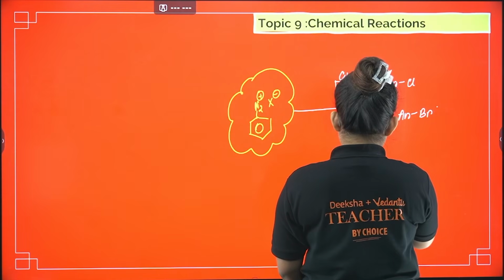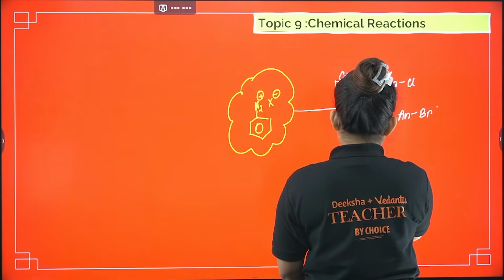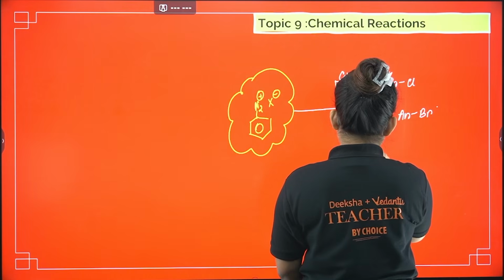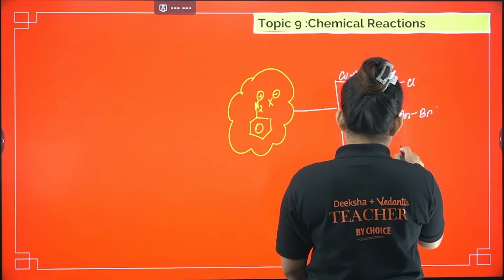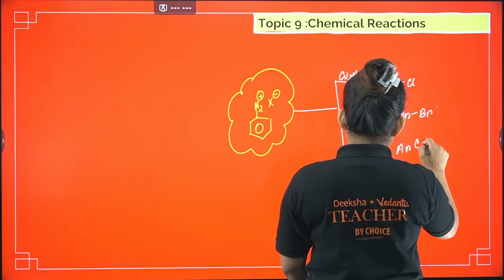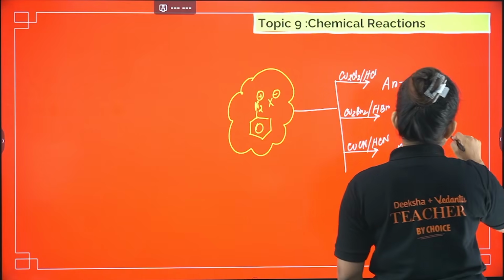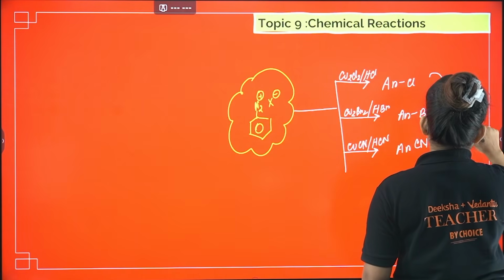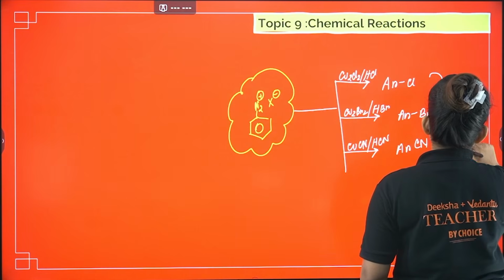Let's say I am giving CuCN, HCN, I will end up with ArCN. All these things are Sandmeyer's reaction. All these are Sandmeyer's reaction.